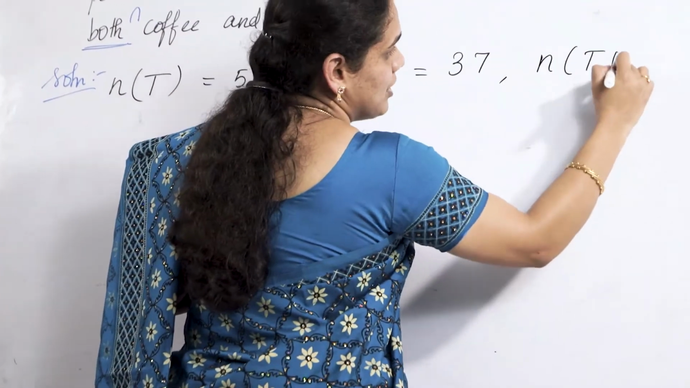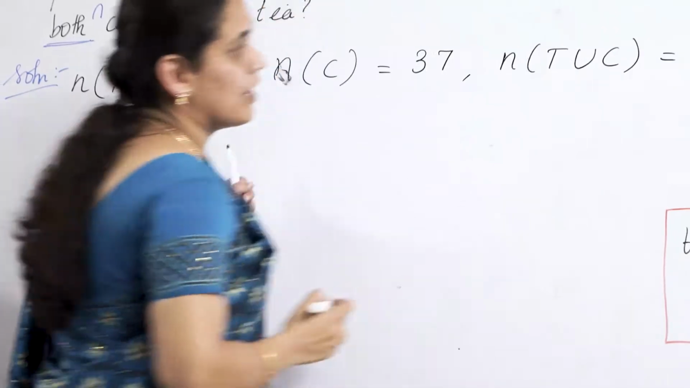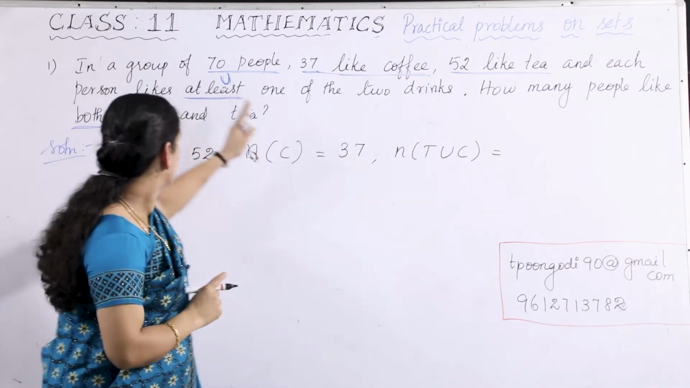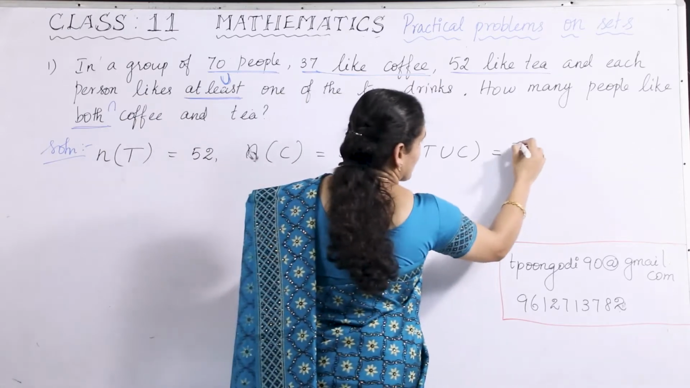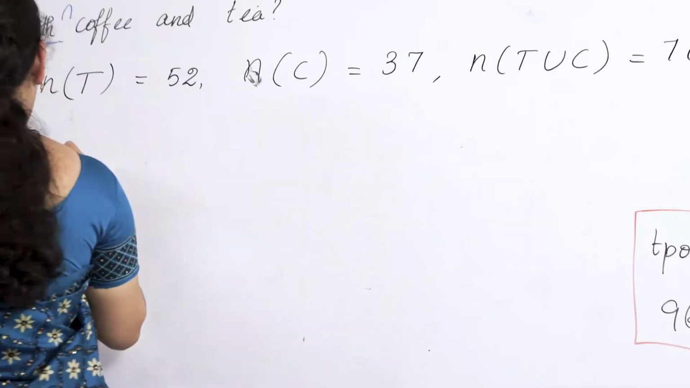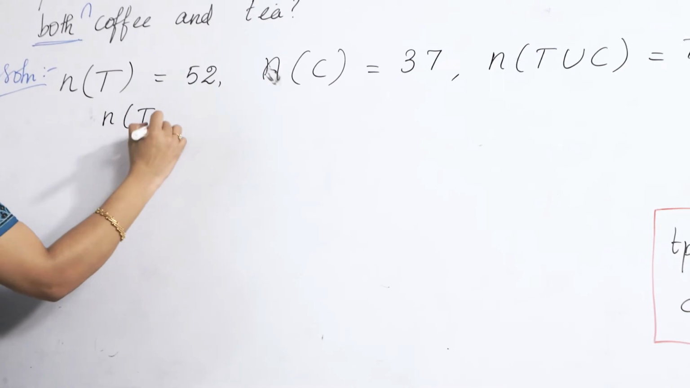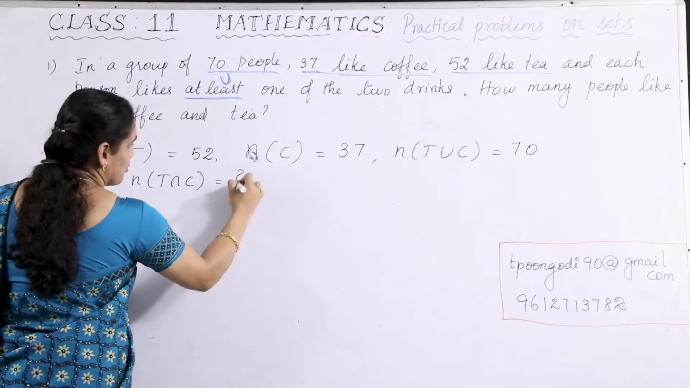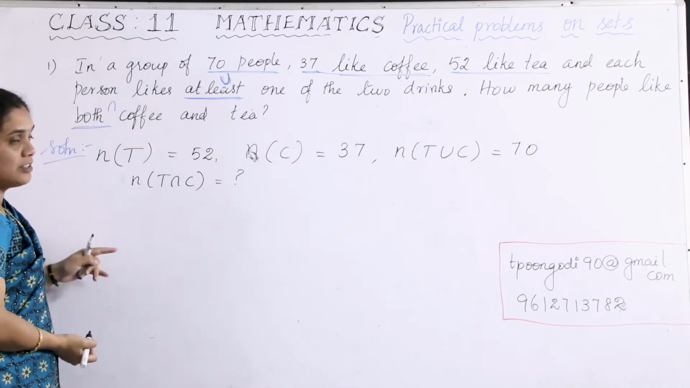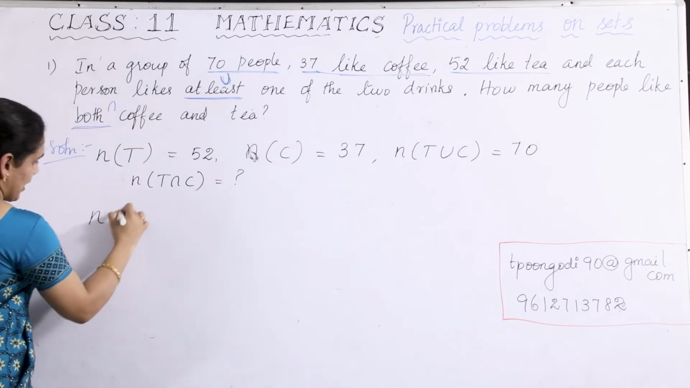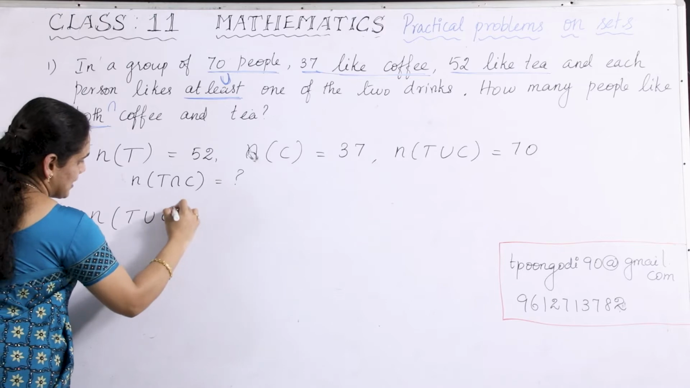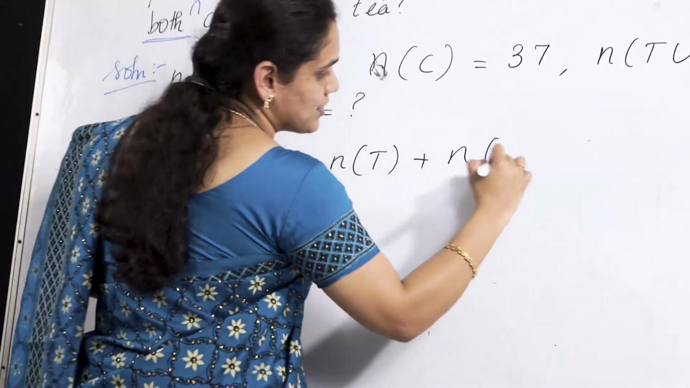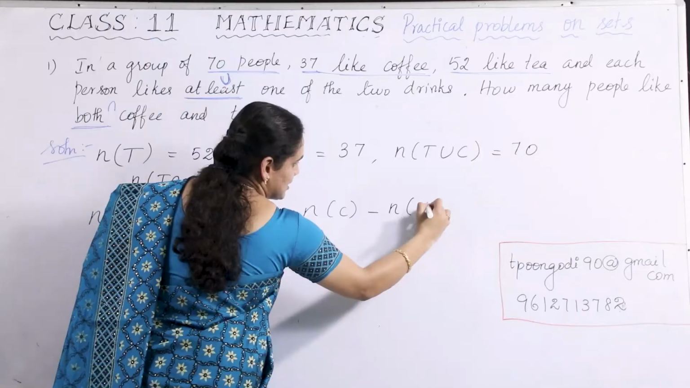n of t union c, at least one drink, tea or coffee. So that is 70. And our aim is to find out n of t intersection c. How many of them like both tea and coffee? So this we have to find out. So this is by the first formula, that is n of t union c is equal to n of t plus n of c minus n of t intersection c.